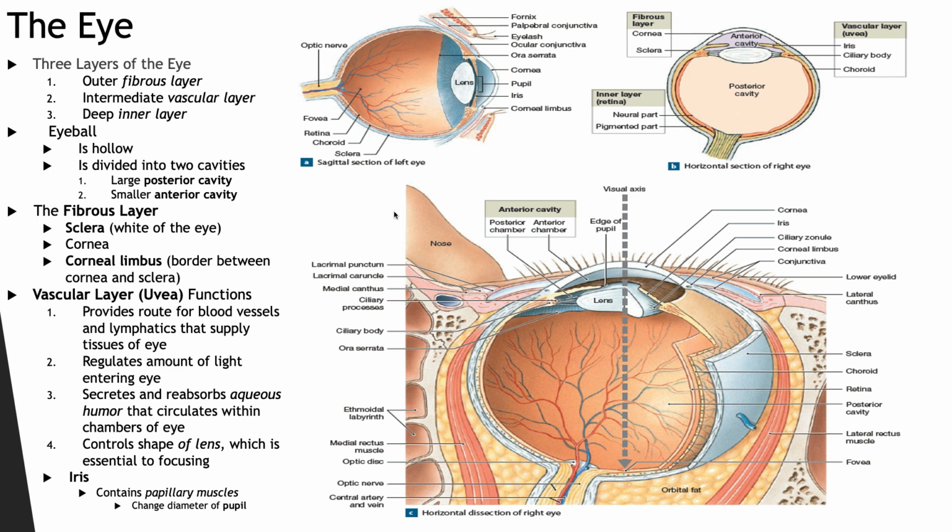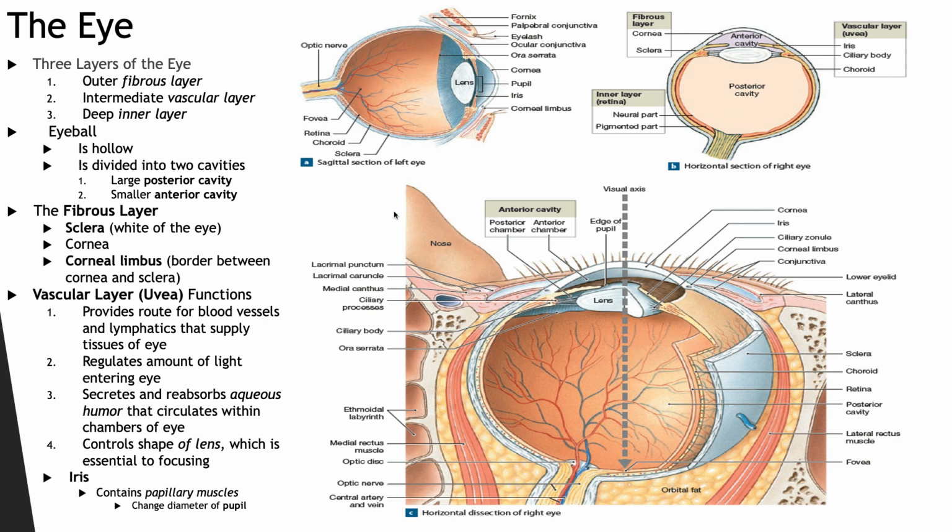The first, an outer fibrous layer. The second, an intermediate vascular layer. And third, the deep inner layer. The visual receptors or photoreceptors are located in the inner layer.